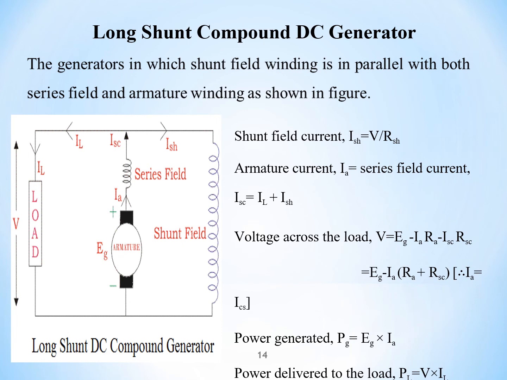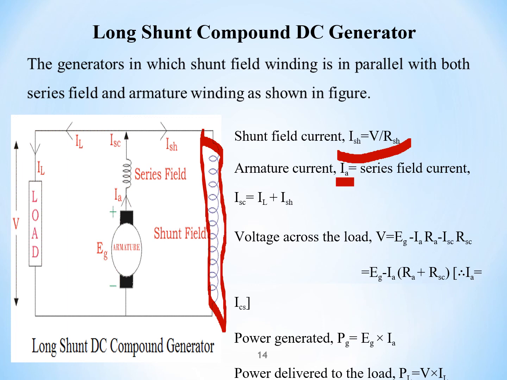And now if we go for the long shunt compound DC generator, it is the generator in which the shunt field winding is in parallel with both the series field and also the armature. If we see in the figure, this winding is in parallel with the armature and also the series field. So now IA is equal to ISC plus ISH. And here ISH is equal to V by RSH, just like a shunt generator.